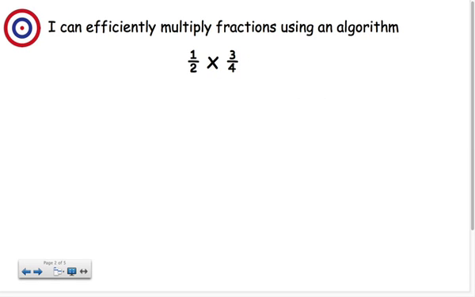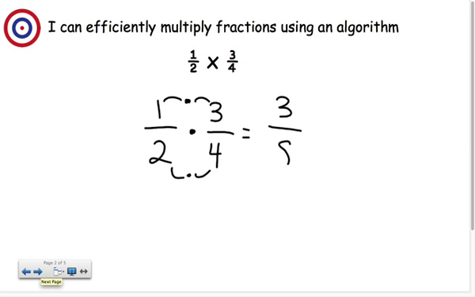Let's go and try another example. This is a fraction multiplied by a fraction. So we're actually finding 1/2 of 3/4. Because it's already two fractions, the algorithm would say multiply across. So I'm going to multiply the 1 times the 3 and the 2 times the 4. And what I end up with is 3/8. So the answer, using the algorithm, which is to multiply numerator by numerator and denominator by denominator, is 3/8.